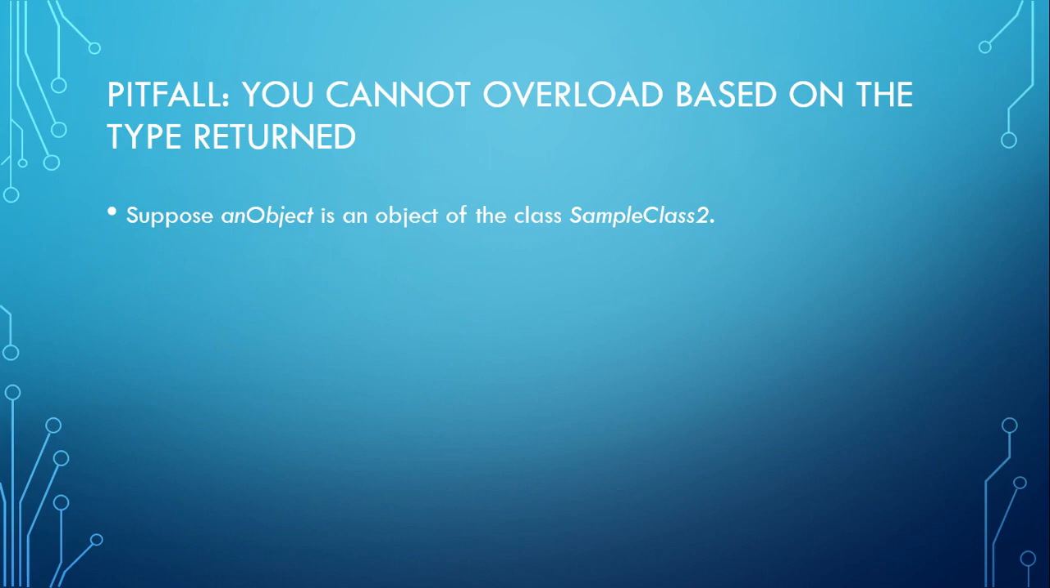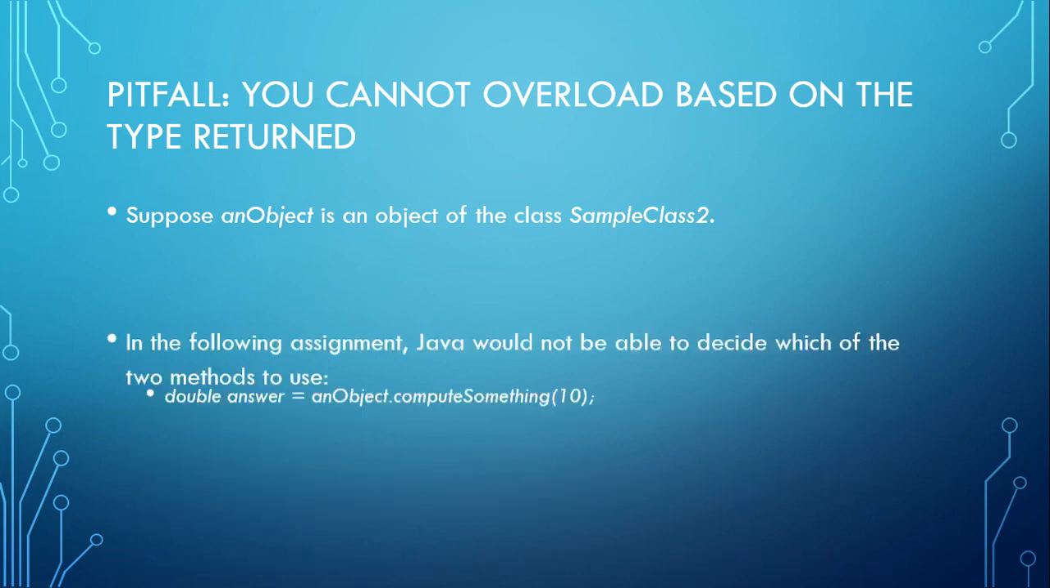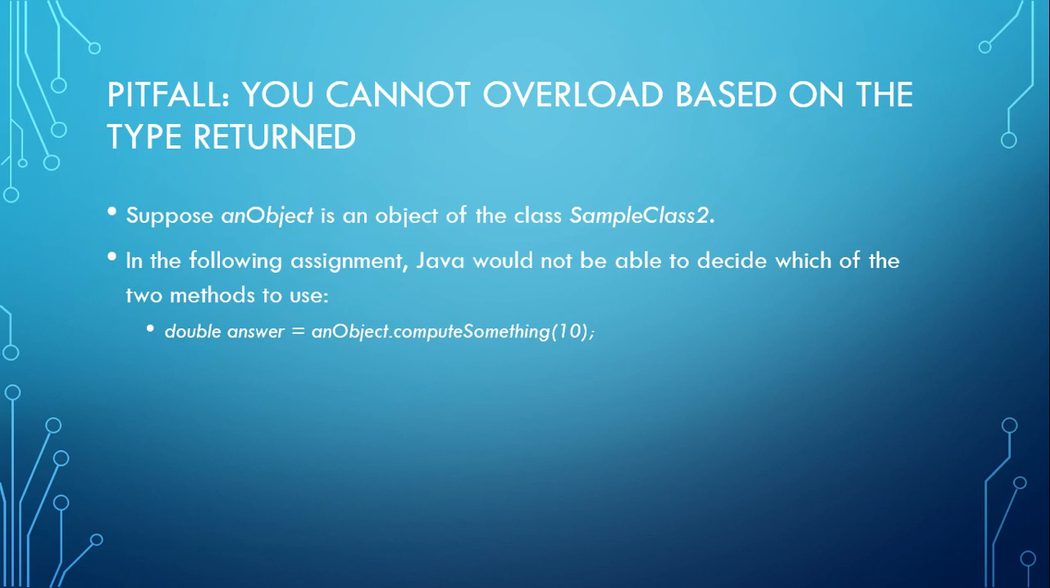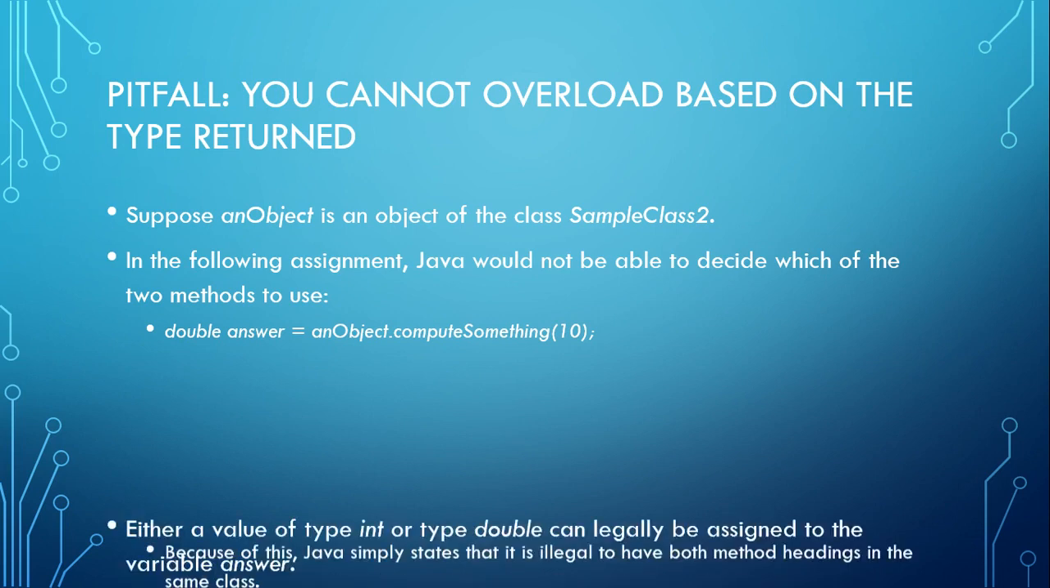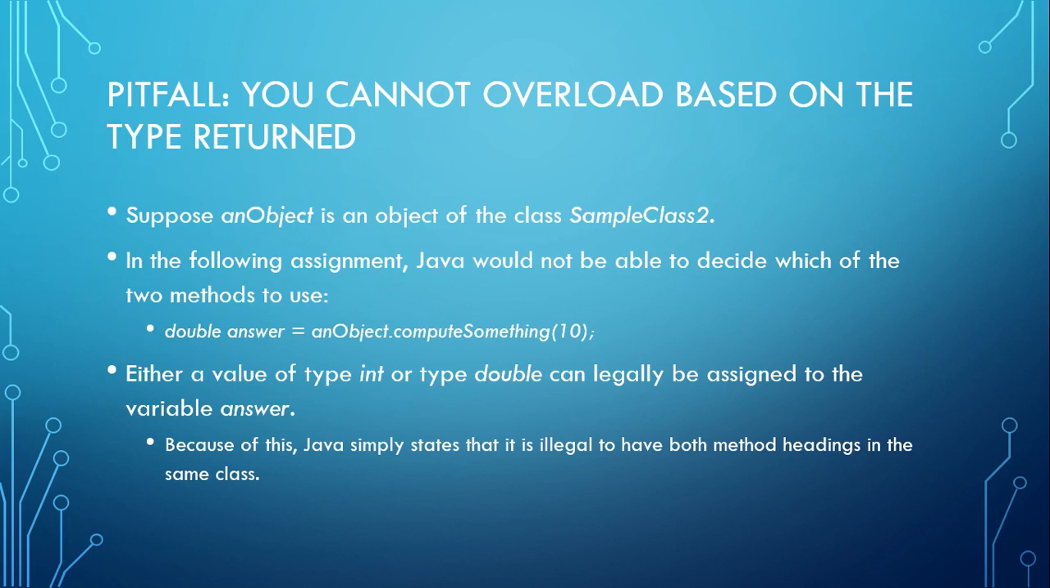And let's explore part of the reason why. Suppose anObject is an object of the class SampleClass2. In the following assignment, Java would not be able to decide which of the two methods to use: double answer = anObject.computeSomething(10). Either a value of type int or type double can legally be assigned to the variable answer. Because of this, Java simply states that it is illegal to have both method headings in the same class.